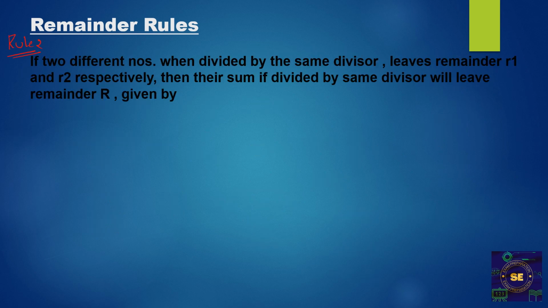Okay, so let's see rule number 2. What does rule number 2 say? If two different numbers, for example A and B, when divided by the same divisor D, leave remainders R1 and R2 respectively, then their sum, when divided by the same divisor, will leave remainder R. So it is basically saying when A plus B is divided by D, it will leave remainder capital R. We have been given the small remainders R1 and R2, and we have to find the capital R.